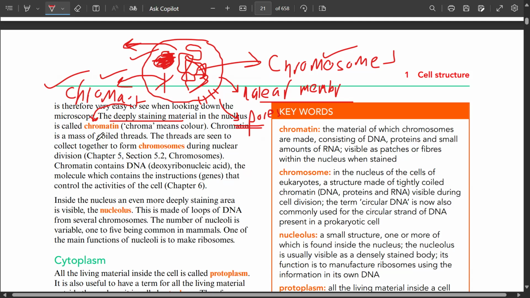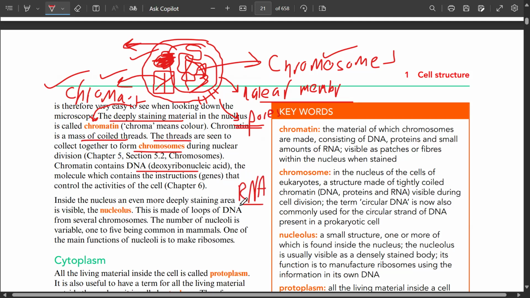Chromatin is a mass of coiled threads. I told you when all of these threads are coiled together tightly, they become chromatin. But if these threads are seen to be collected together, they form chromosomes. Look at this, they are just loosely coiled. So chromatin and chromosomes basically contain DNA, and DNA is deoxyribonucleic acid. And can you tell me what is RNA?